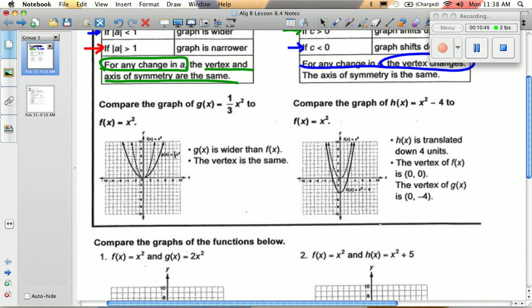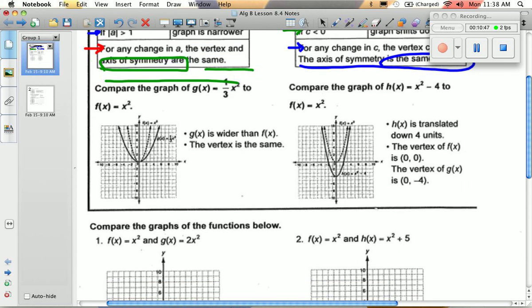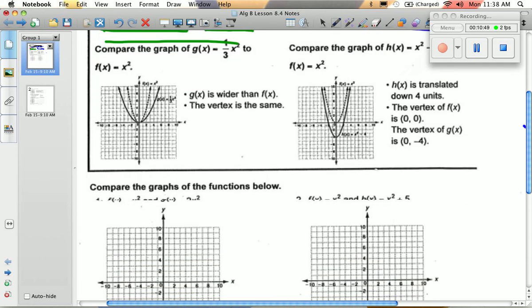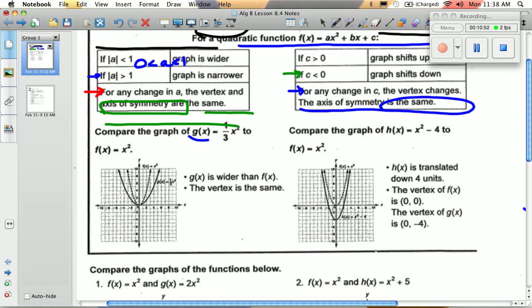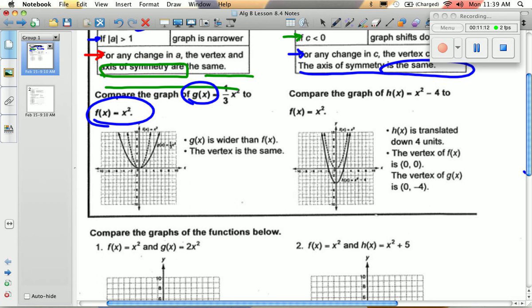Compare the graph of g of x. So notice it changed from being an f of x to a g of x. In other words, they're saying this is another quadratic function that we're going to compare to a function f of x. And so our new function is 1/3 x squared, and we're going to compare it to our parent function f of x equals x squared. So here's what they've done. They've graphed this one right here in the middle. That's our f of x, that's our parent function.